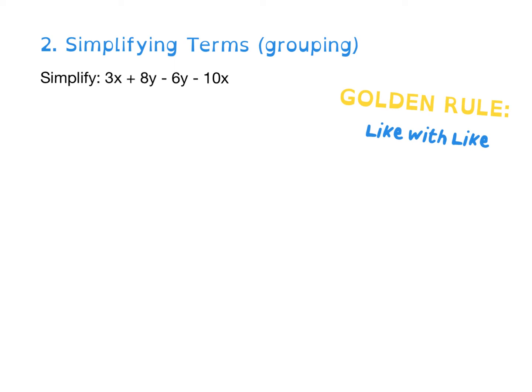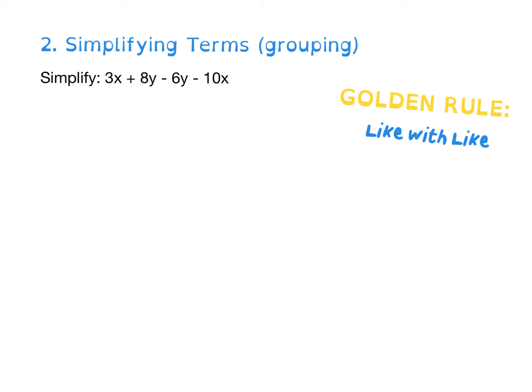And within this we have a golden rule. And that rule is that we only add and subtract, multiply and divide like terms. For example, 3x is similar to 10x because the variable of x is the same. Same way that 8y and minus 6y are also like terms because they share the same letter. So that means we can add and subtract the terms that are like.